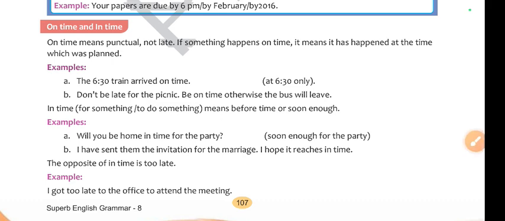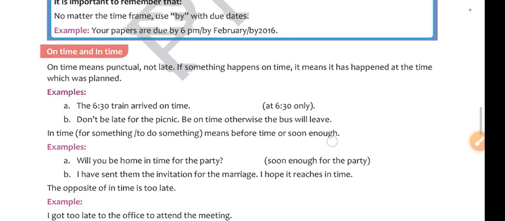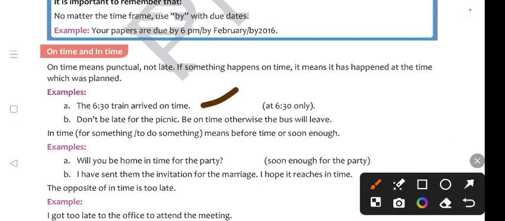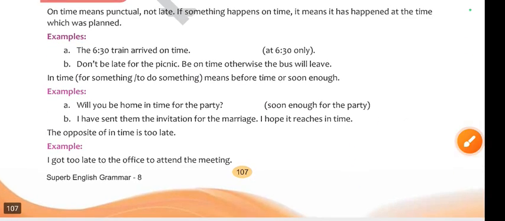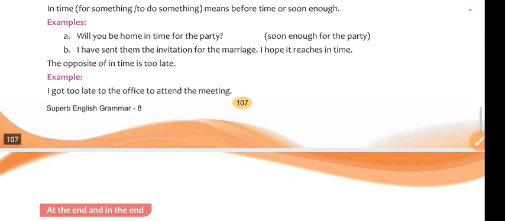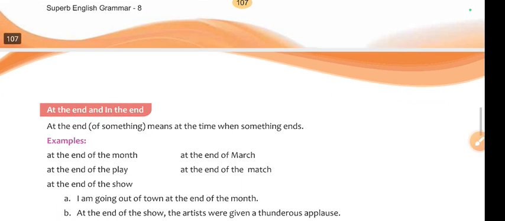On time and in time. On time means punctual, like you are on time. It means you are punctual, you are exact on the time. Don't be late for the picnic. Be on time means be punctual. It shows punctuality. Understood? Here, in time means that you can reach within the given time slot, means before time or soon enough. The opposite of in time is too late, like I got too late to the office to attend the meeting.